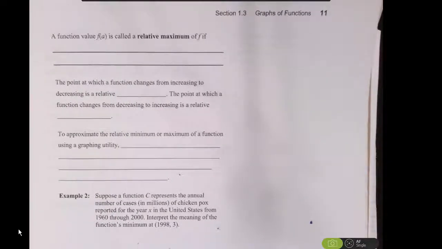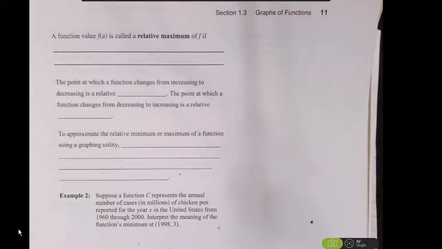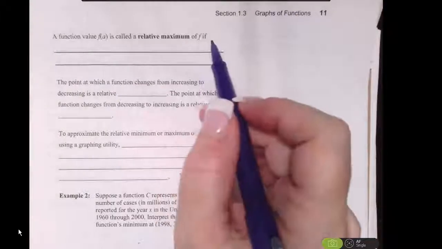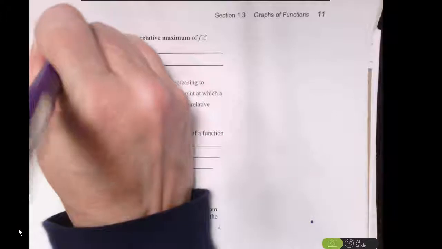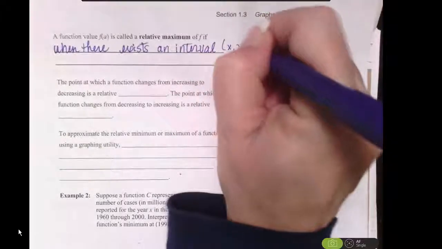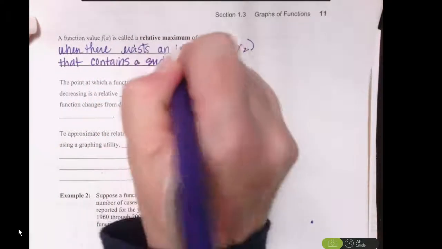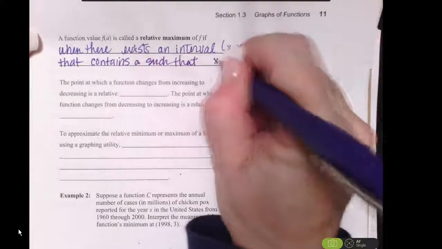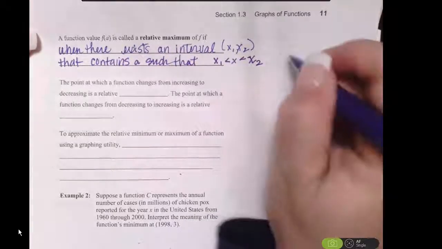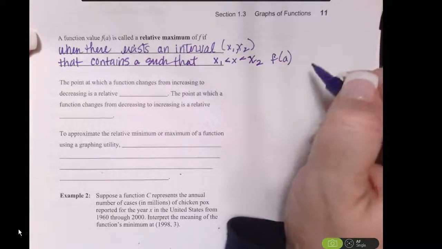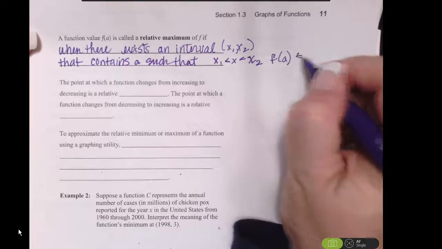Okay, so I really dislike those very mathy definitions, but I feel they are important for building your foundation towards calculus. So let's go ahead and define our relative maximum of f if there exists an interval x1, x2 that contains A such that there's some value of x between those two where f of A is less than or equal to f of x.